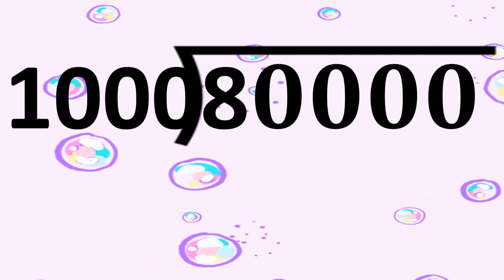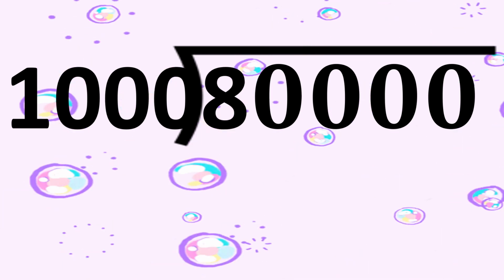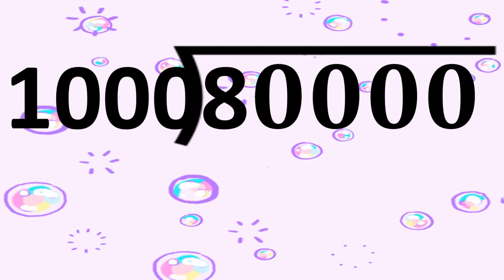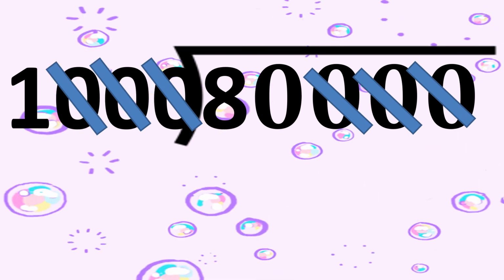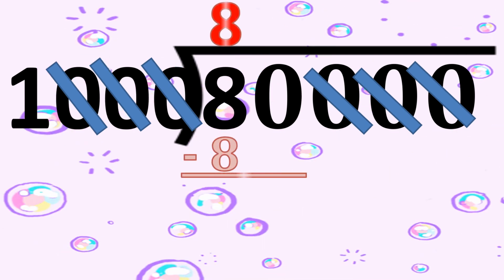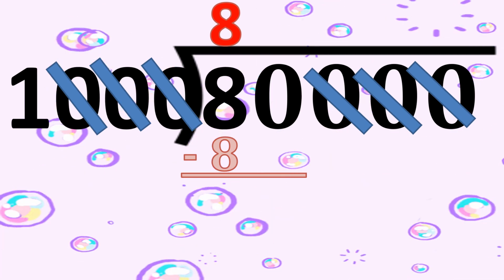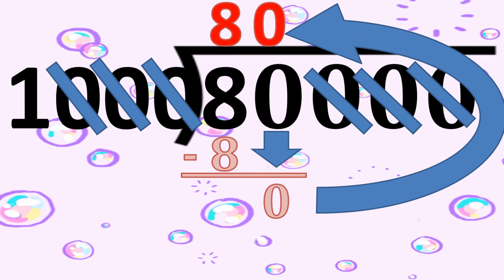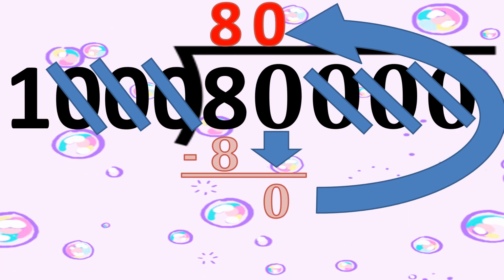Last number, 80,000 divided by 1,000. Take note, there are 3 zeros in the divisor, but in the dividend, we have 4 zeros. We only need to remove 3 zeros from the dividend because we have 3 zeros in the divisor. So now, 8 divided by 1 is equal to 8. And 8 minus 8 is equal to 0. But we still need to bring down 0, and we will move it up to our quotient. So the final answer is 80.